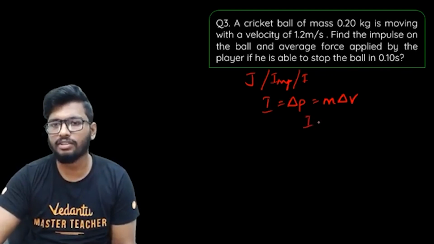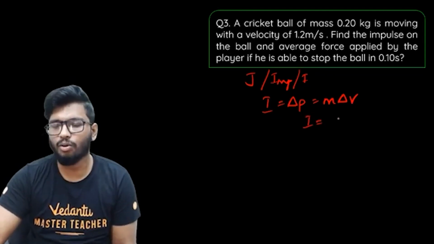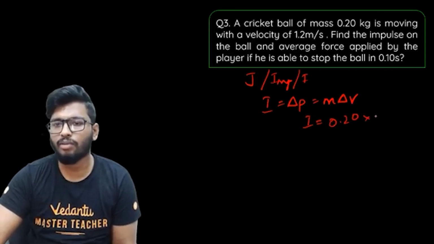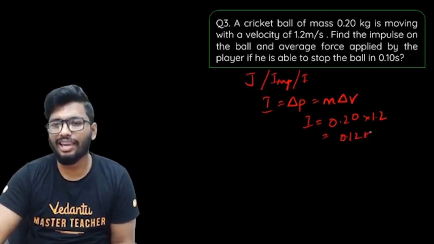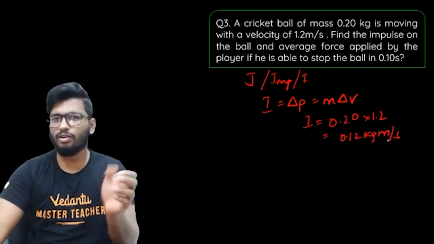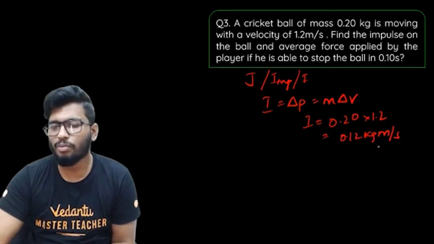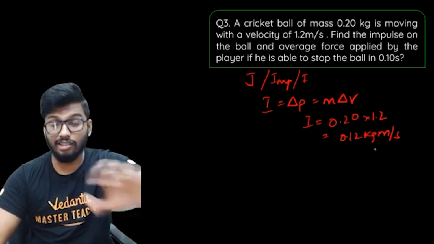So what is the impulse? Impulse is equal to the change in momentum. Mass is 0.20, and the velocity is 1.2. So 0.20 into 1.2, you'll get 0.12 kg meter per second. That's out of the way.